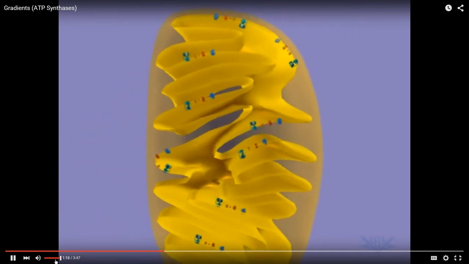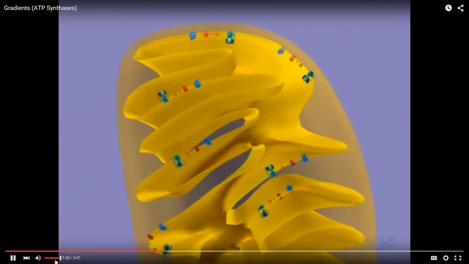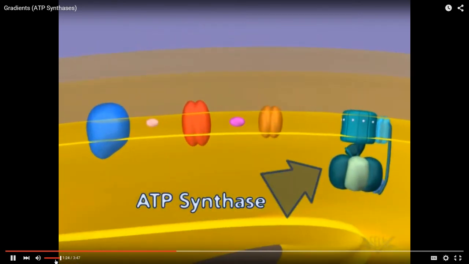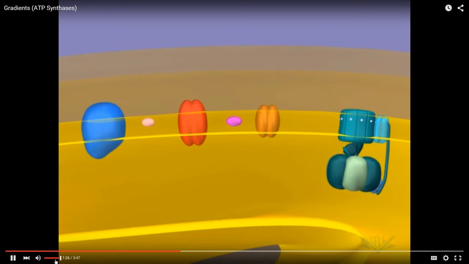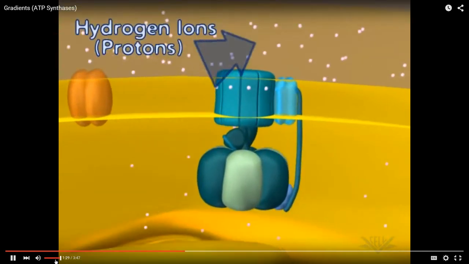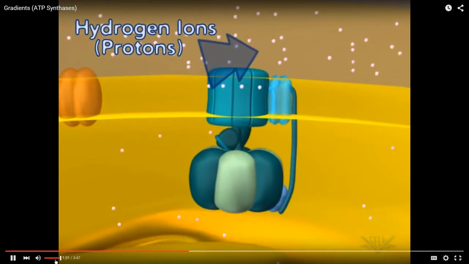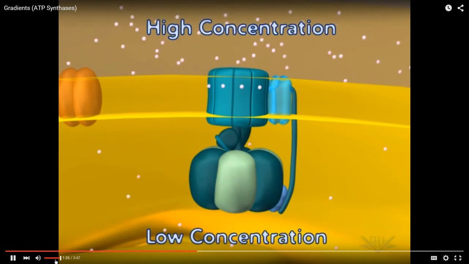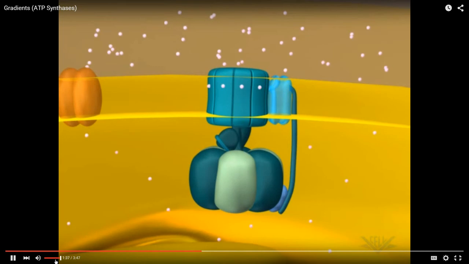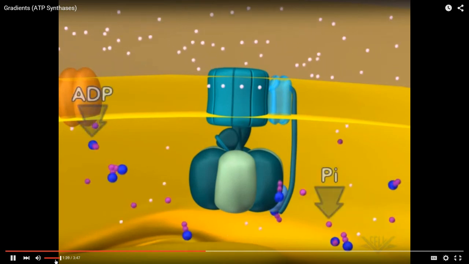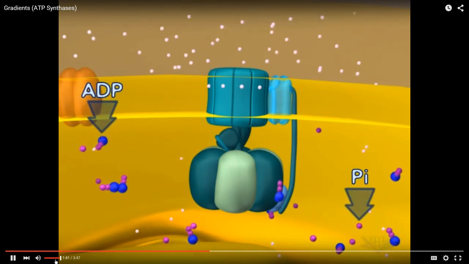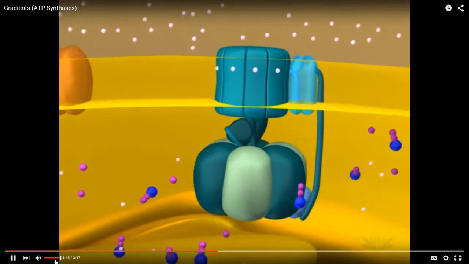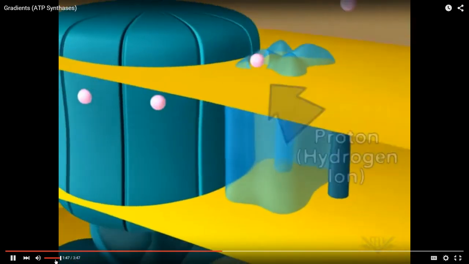ATP is synthesized by ATP synthase, a large complex of membrane-bound protein. Here we see ATP synthase, along with other membrane-bound proteins. Notice the large difference in the number of hydrogen ions on the two sides of the membrane. This difference is a hydrogen ion, or proton, concentration gradient. The energy associated with this gradient is used to synthesize ATP from ADP and Pi. This occurs at the ATP synthase complex.